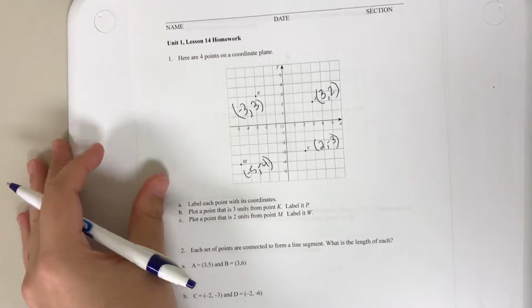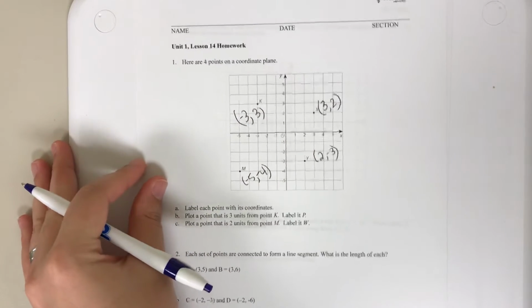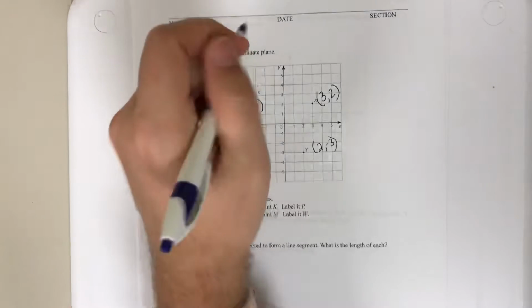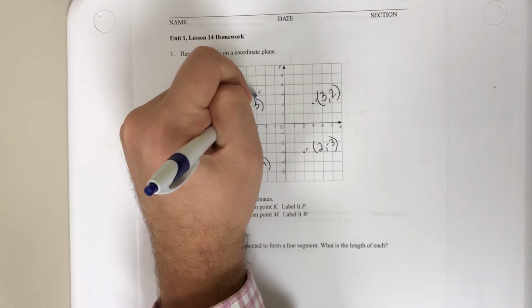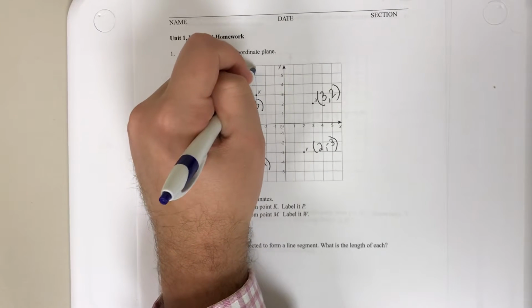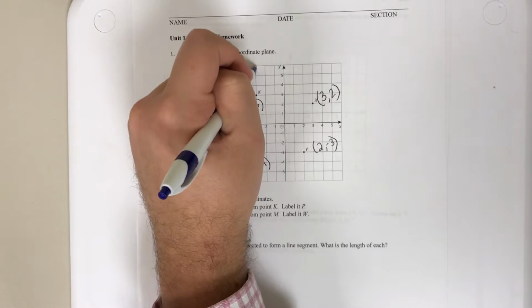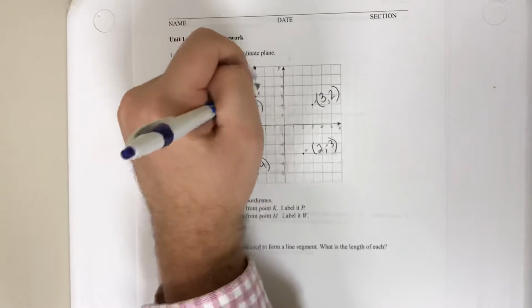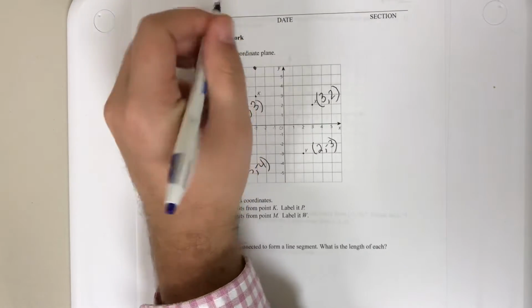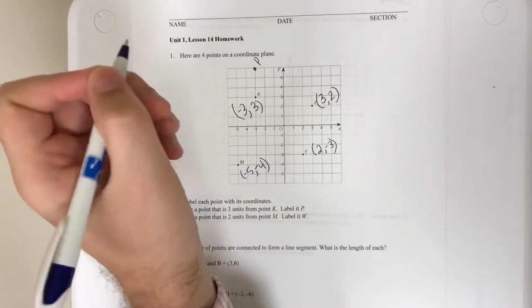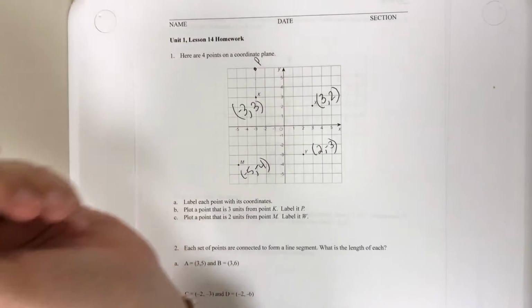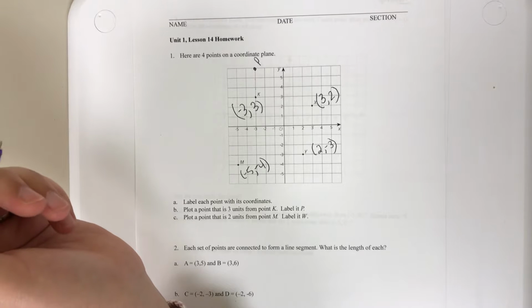Okay, plot a point that is 3 units from point K. Label it P. 3 units from point K. I can go in any direction I want. 1, 2, 3. That's 3 units from K, because it's 3 of these. 1, 2, 3. Label it P, and I'm plotting a point.